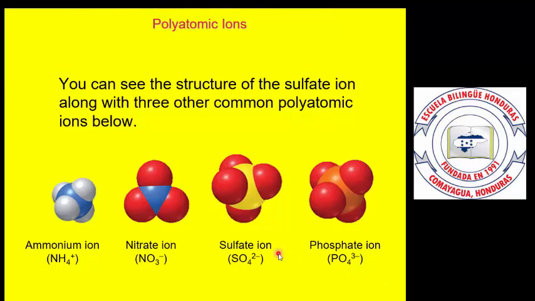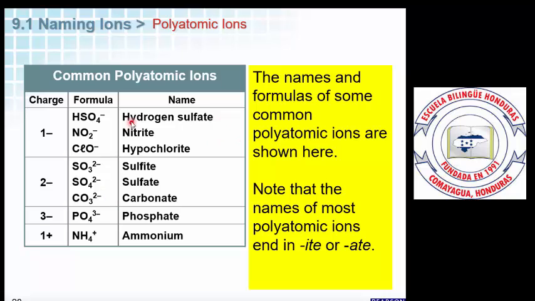Okay, over here is an example you have in your book, and this table has some common polyatomic ions. You have the charge of 1 negative, 2 negative, 3 negative, and a positive charge, and you have the formula. Over here you have hydrogen sulfate, you have NO2 negative, you have nitrate, and you have other examples of polyatomic ions. The names and formulas of some common polyatomic ions are shown here in the table.